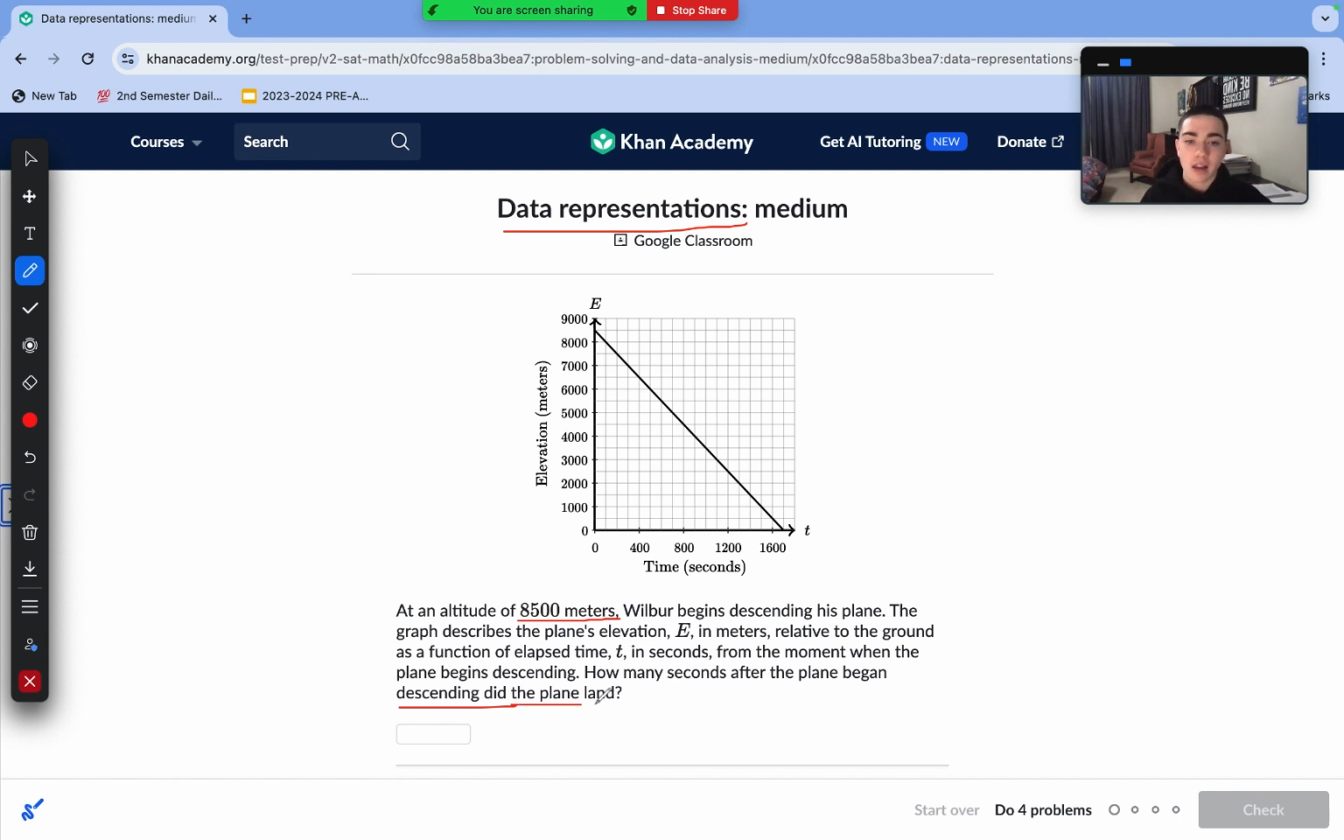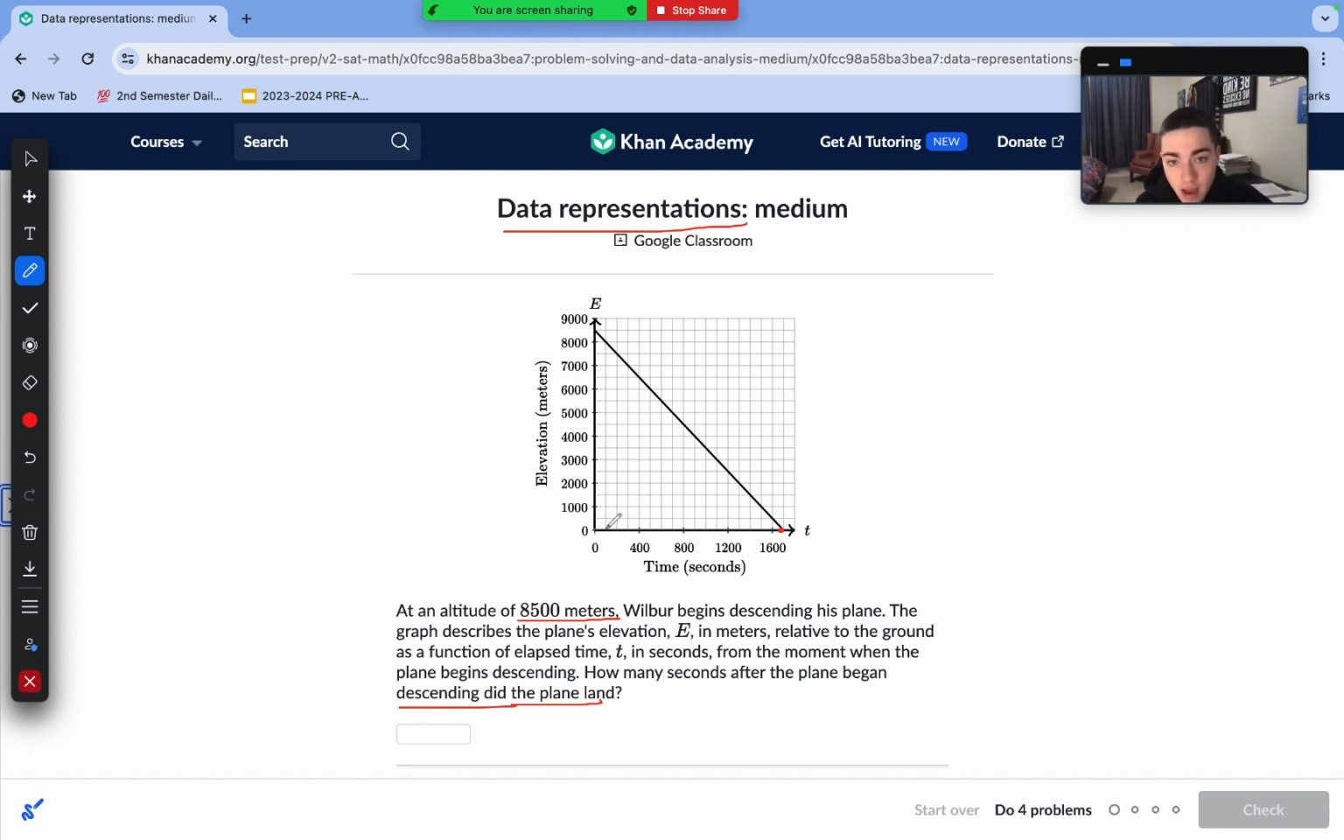We just need to analyze what's happening here. When the plane lands, of course, the elevation is going to be 0. So we're looking at the point on this graph where the elevation is 0, and that is over here, and this time we're going to take that x value. In order to take this x value, we need to understand the scaling.